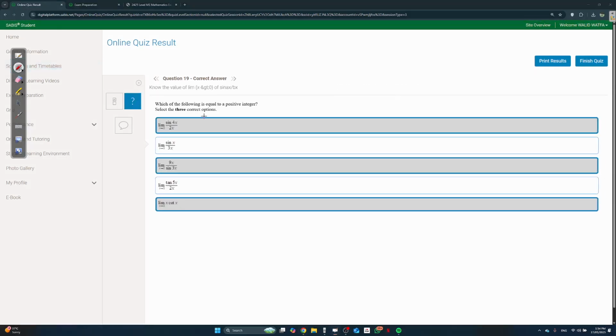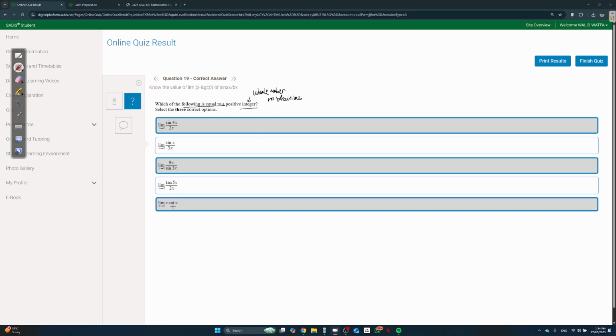Question 19. Which of the following is equal to a positive integer? Okay, let's take a look. 4 over 1 over 3. So positive integer basically means whole number. You need to know that. And you know fractions, we're not looking at fractions.